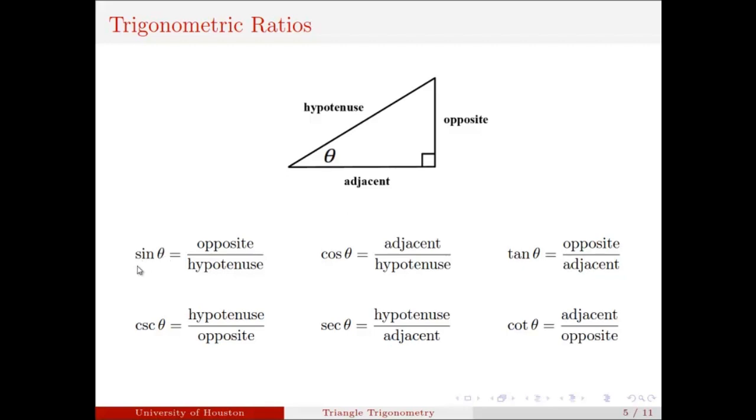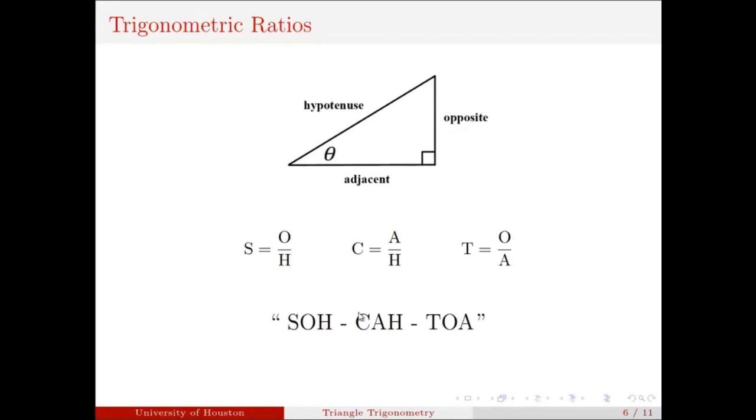The sine of theta is defined to be the length of the opposite side divided by the length of the hypotenuse. The cosine of theta is defined to be the length of the adjacent side divided by the length of the hypotenuse. The tangent of theta is defined to be the length of the opposite side divided by the length of the adjacent side. Similarly, the cosecant of theta is hypotenuse over opposite, the secant of theta is hypotenuse over adjacent, and the cotangent of theta is adjacent over opposite.